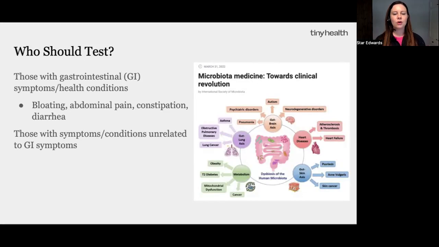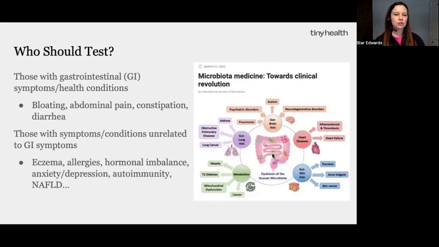So it's great for your clients who don't have any GI symptoms, but perhaps they do have eczema or allergies, hormonal imbalance, anxiety and depression, autoimmunity, or conditions like non alcoholic fatty liver disease. The gut could be playing a role in all of those conditions, even without having gastrointestinal symptoms. So I really think that microbiome testing is something that everyone should do just as a baseline to see where you are and then go from there.